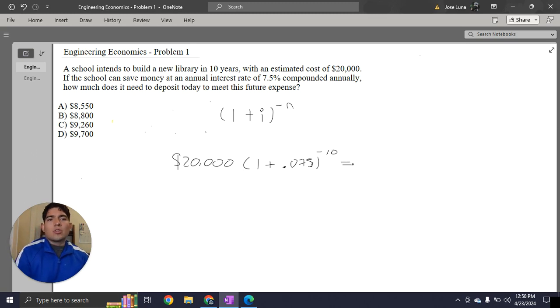Once you plug these numbers in and run the calculation, you're going to get the answer, which in this case is $9,700. So that is how much money needs to be deposited today to cover the $20,000 cost in 10 years. If you look at the multiple choice, the answer is D. So this one was a pretty straightforward problem for engineering economics. You just need to make sure you really know your way around the manual and how to use the formulas.